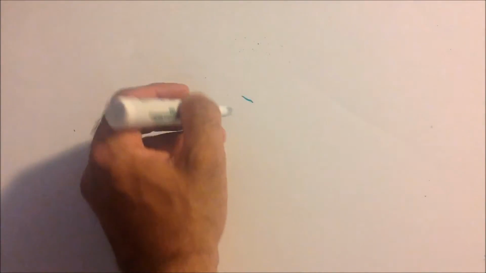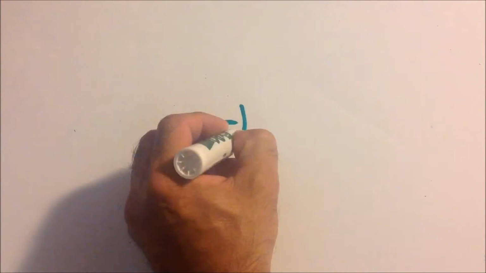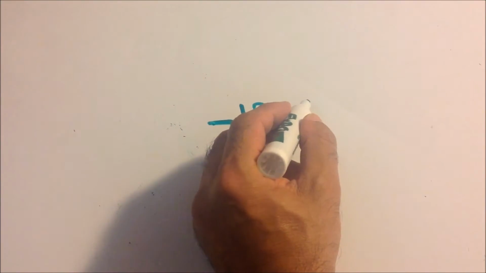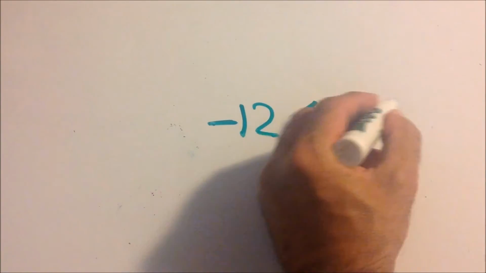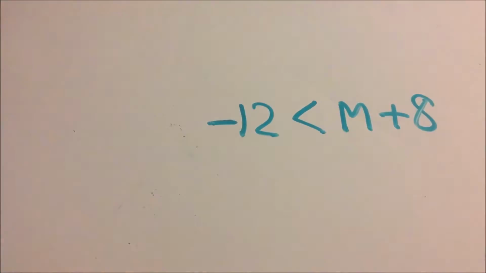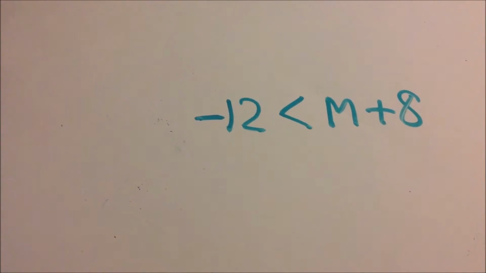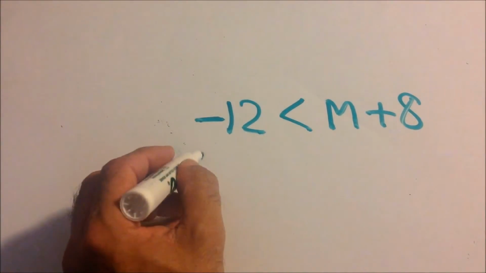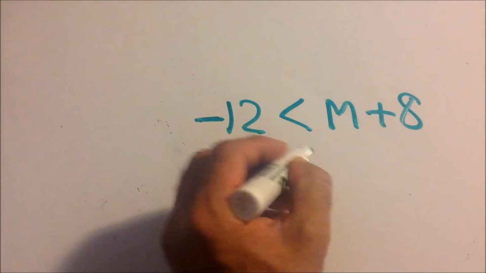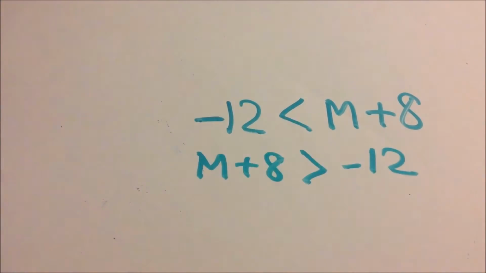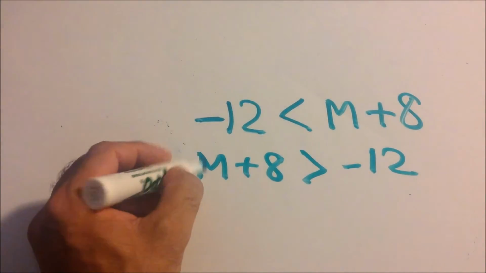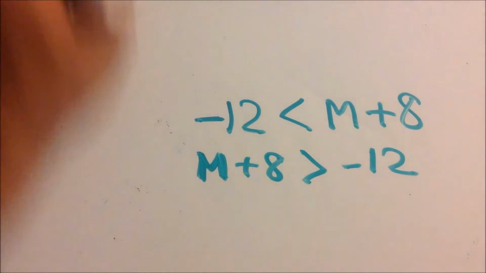Okay, let's do one. What if we had the equation on the other side? Not the way you would normally see it. What if we had negative 12 is less than m plus 8? Now, normally you see it like this: m plus 8 is greater than negative 12. Well, it's the same thing. Doesn't matter how you do it. If you're used to it where the variable's on this side, then do it on that side.